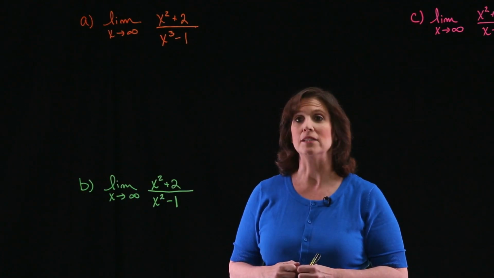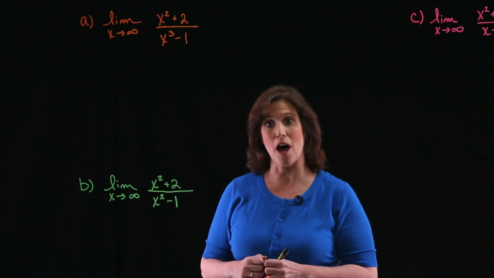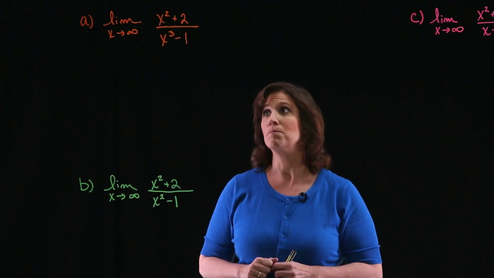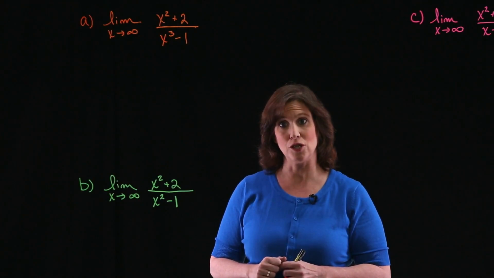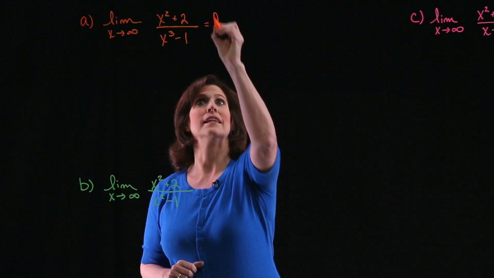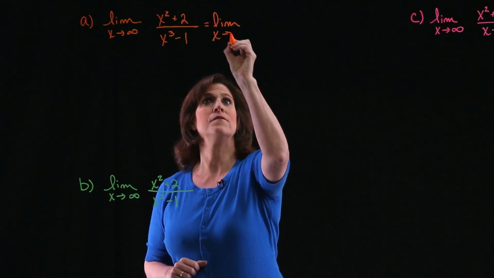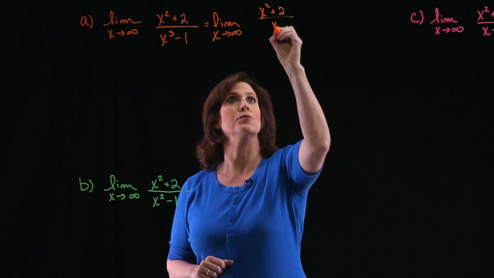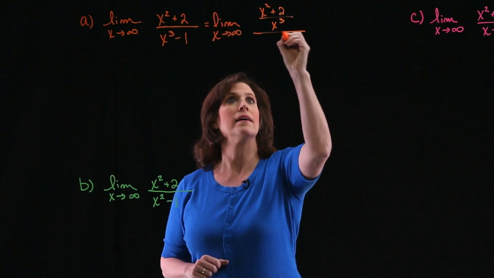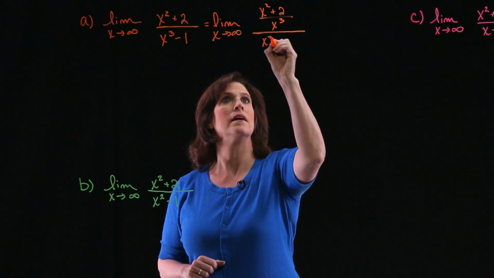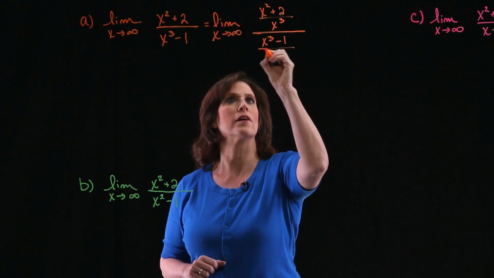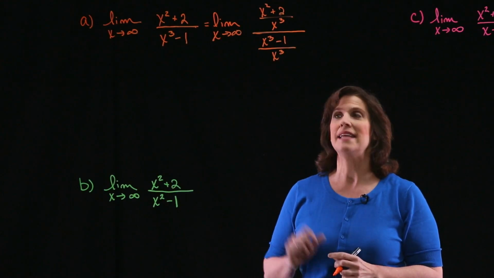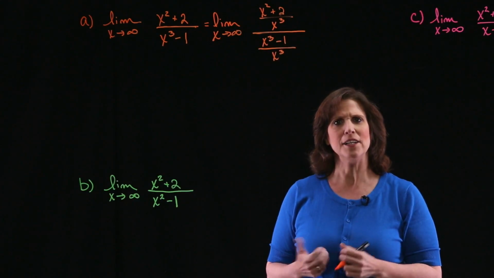The idea here is going to be to look at the highest power in the denominator. The term of the highest power is your x cubed. So I'm going to divide both the numerator and the denominator by x cubed. So this will turn into the limit as x approaches infinity of x squared plus 2 all over x cubed divided by x cubed minus 1 all over x cubed. Okay. Now I can take this more complicated expression and do some simplifying.